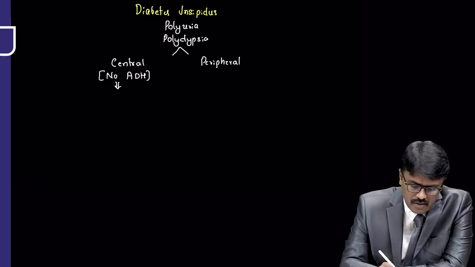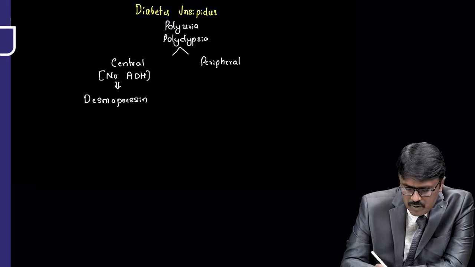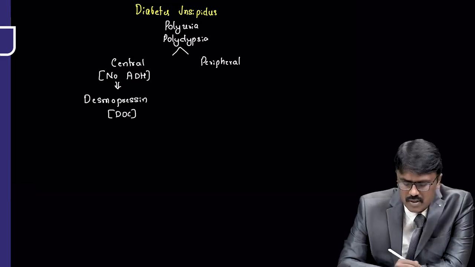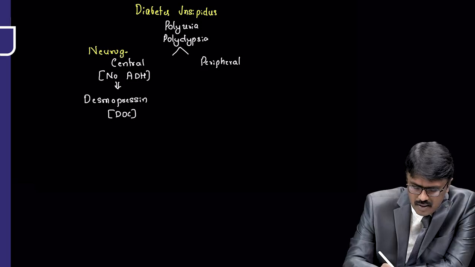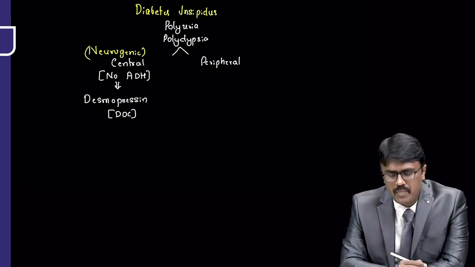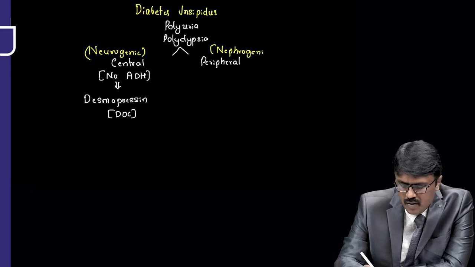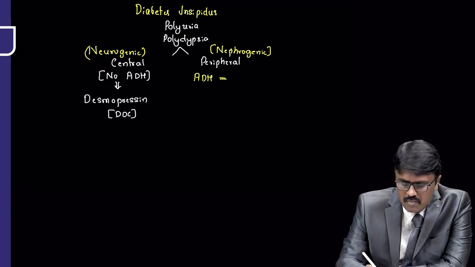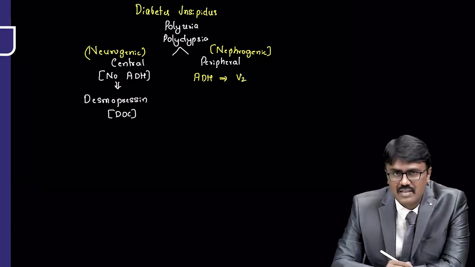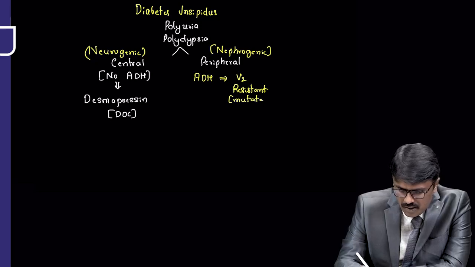How do I give it? I give it in the form of the drug desmopressin. So desmopressin is the drug of choice for central diabetes insipidus. Central is also called neurogenic. Peripheral is also called nephrogenic. Now, what is the problem in peripheral? The body is producing ADH, but the V2 receptors are resistant, or they are mutated, so that the ADH cannot work.